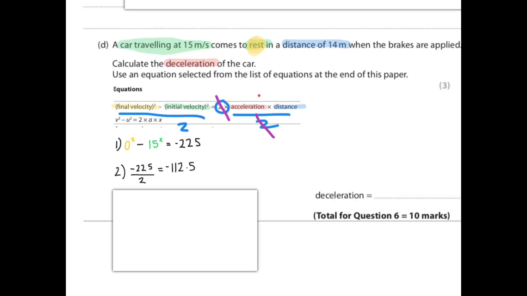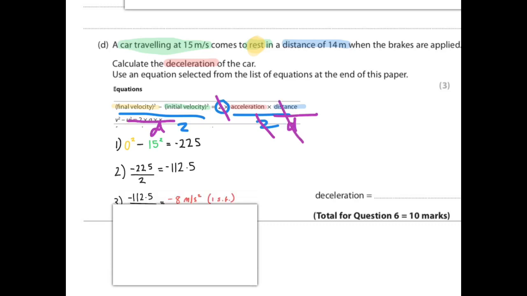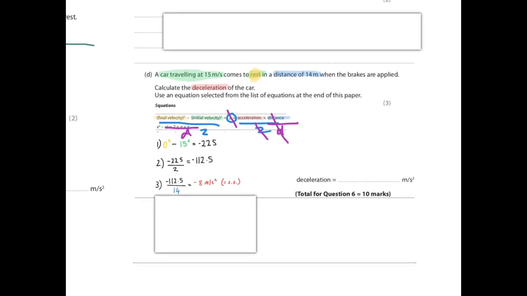So now we've just got acceleration and distance to worry about. And distance, well, this side has been multiplied by distance. So to get rid of distance again, we have to divide both sides by distance. And by doing that, we cancel out distance on this side. Distance, remember, is 14 meters. So we do minus 112.5 divided by 14 equals, and here's our answer, minus 8 meters per second squared. Now, remember, it's a deceleration, so we're looking for a minus value, and that will get you full marks.